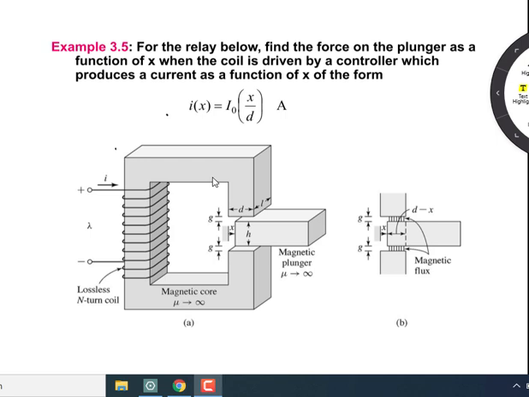Here it is the same magnetic core. This one is connected with the source, and this coil is drawing current I from the source. The flux linkage is lambda. We are assuming it as a lossless coil. Lossless coil means even if you have some resistance, we are considering that resistance is lumped outside the coil, and the coil is also not undergoing any kind of hysteresis or eddy current losses.